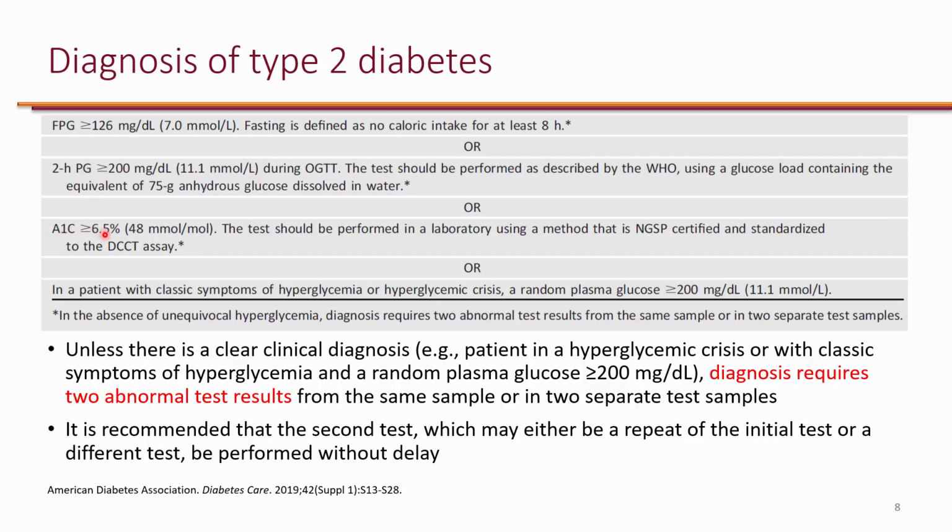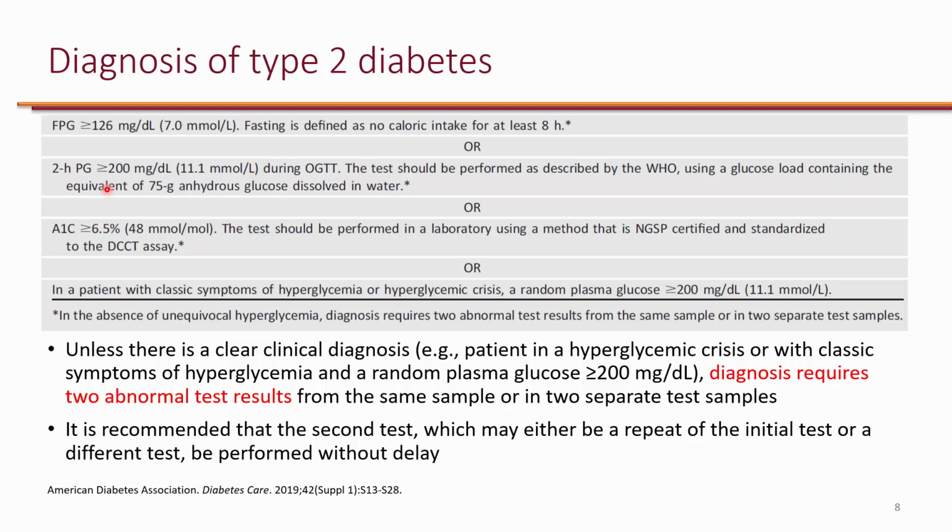And of course, in patients with classic symptoms of hyperglycemia or hyperglycemic crisis, just a random plasma glucose of 200 would be sufficient. Now, for the first three, you actually need to have two values. So for example, if you get a fasting plasma glucose of 126, you have to check again to confirm that it's not an error from the assay.